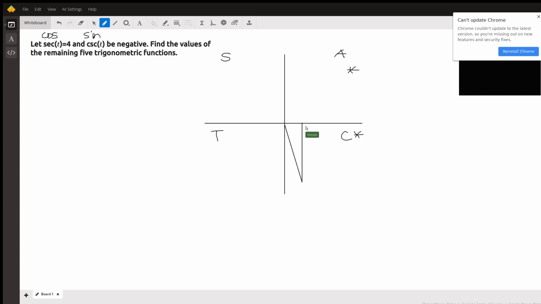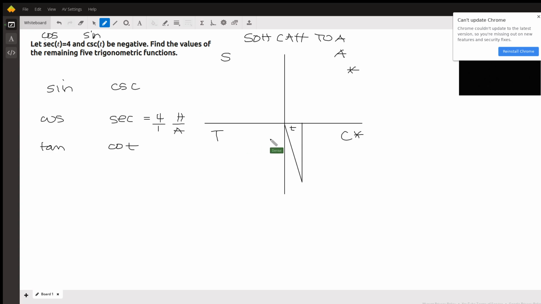There's our reference angle. So here is T. And let's get SOHCAHTOA. We are trying to find sine, cosine, tangent, cosecant, secant, and cotangent. And this is what's given. This is 4 over 1. So we know that cosine is adjacent over hypotenuse. So secant must be hypotenuse over adjacent. So if this is our angle T, our hypotenuse is 4, and our adjacent side is 1.